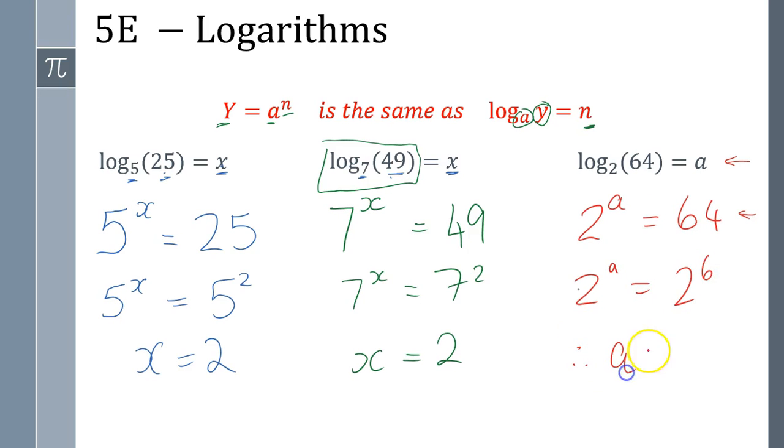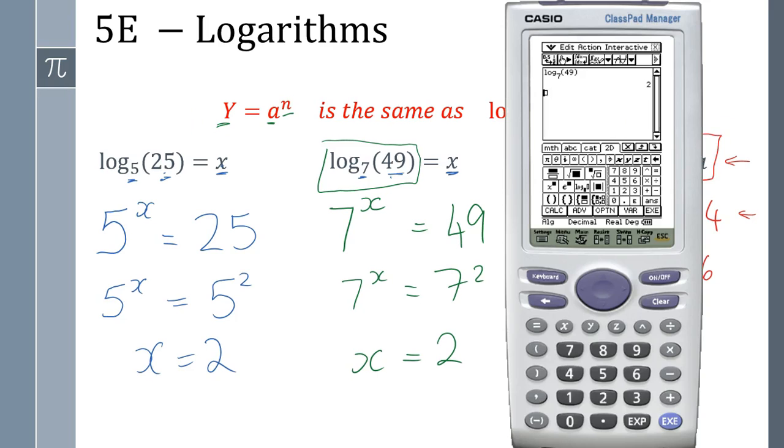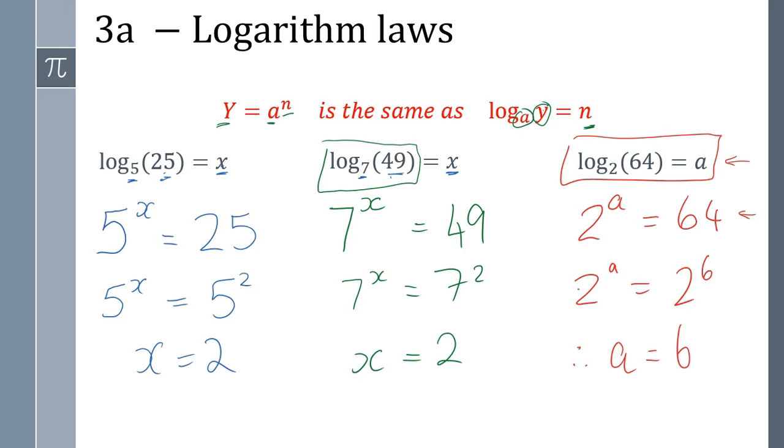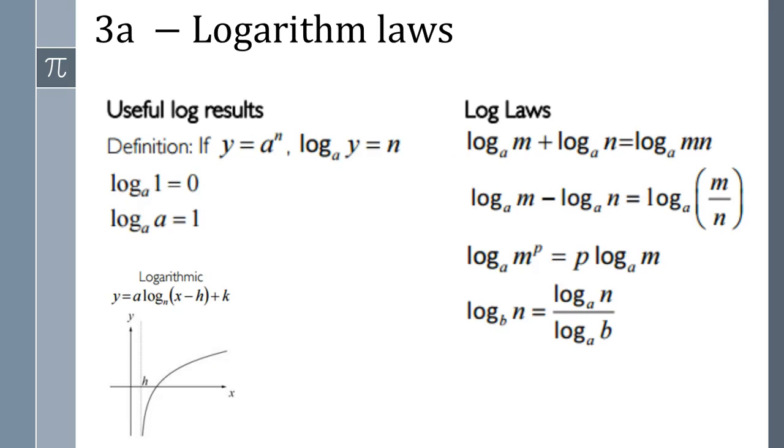Therefore, a equals 6. Or I can take this and pop it in my calculator, log base 2, 64 equals 6. So we can go from logs to indices and back again, depending on what suits us and depending on what will give us that answer. So now we know the basics of what we're doing with logs.